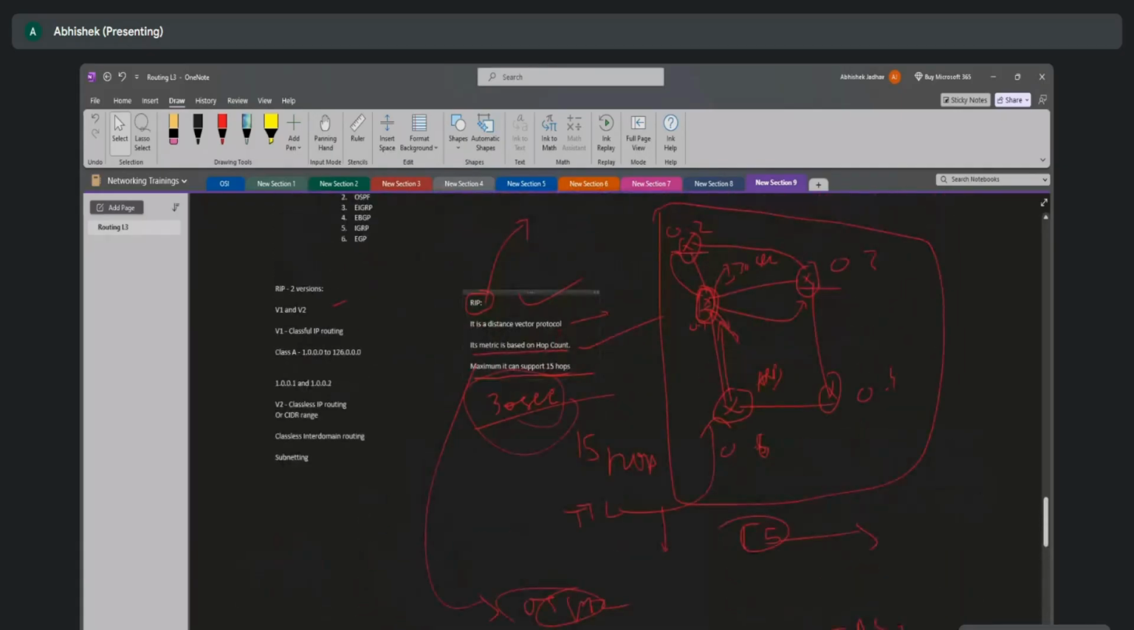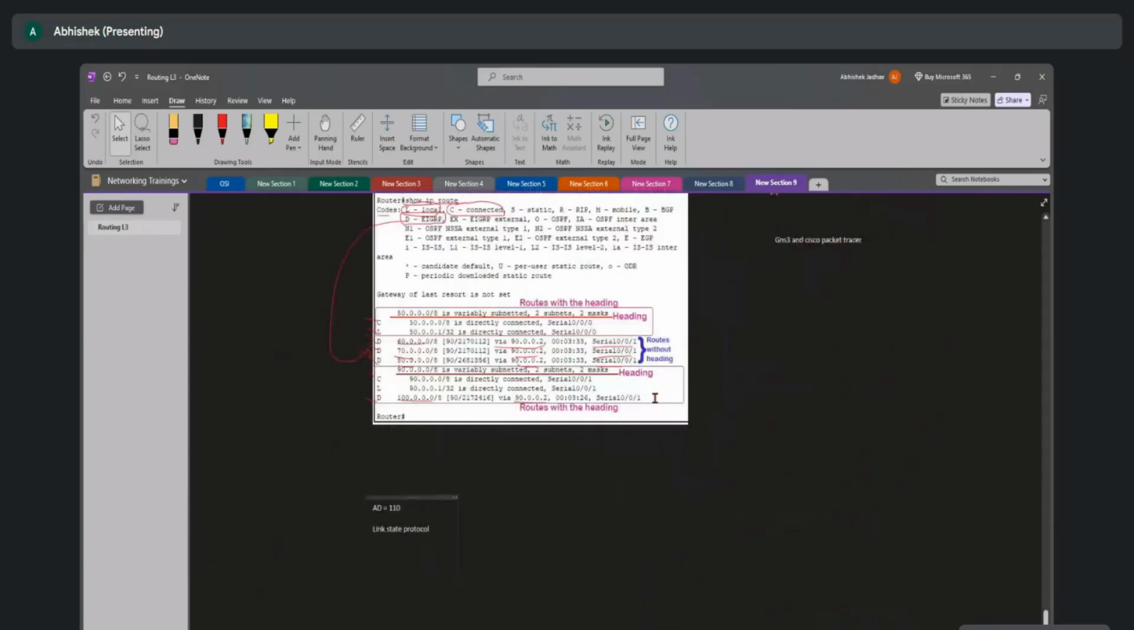A distance vector protocol is limited. Only the adjacent router's information is with this router. But a link state protocol is not like that. This particular router will know about every router in the network. That is how it works. So that is a link state protocol.